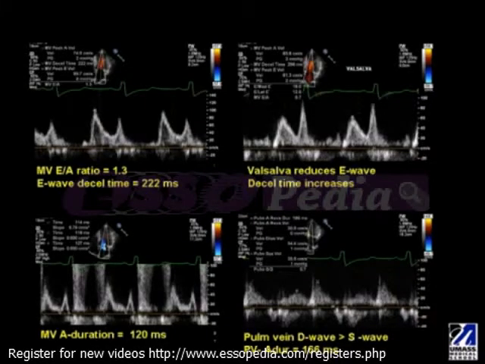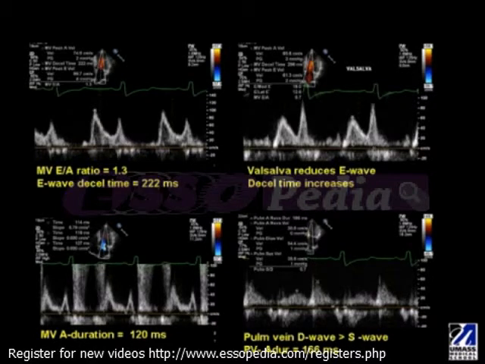You see to the top left, the mitral inflow looks normal with the mitral E to A ratio of 1.3. The E wave deceleration time equals 222 milliseconds. To the top right, Valsalva was performed, which showed that the E wave reduced and deceleration time increased, along with an A wave increase. To the bottom left, you see that the sample volume is repositioned towards the annulus, and the A wave duration measures 120 milliseconds on average.